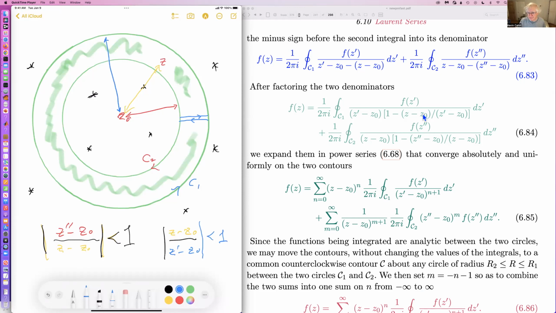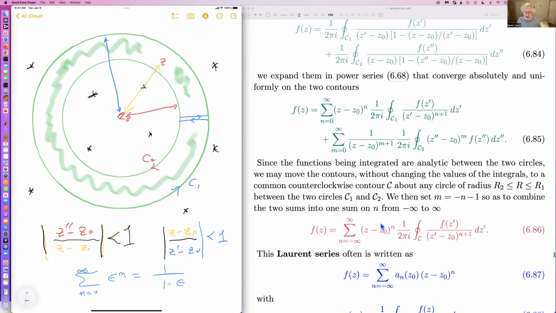And we can then sum this as: the sum from n equals 0 to infinity of epsilon to the n is 1 over 1 minus epsilon. And so here we write this as 1 minus epsilon, and 1 minus a different epsilon. And each one then becomes a sum, and those are these two sums.